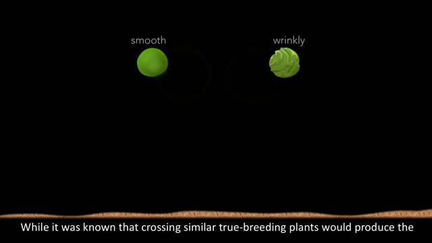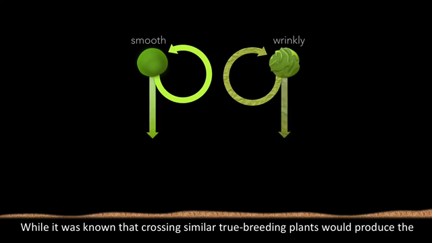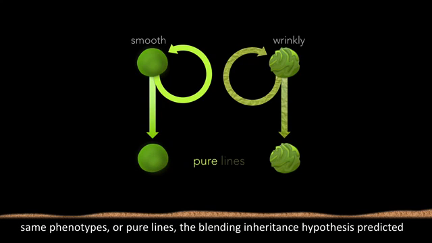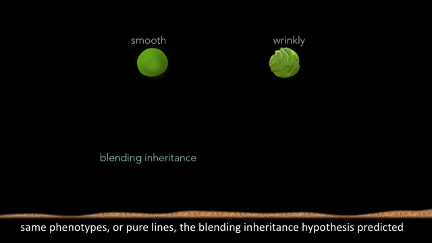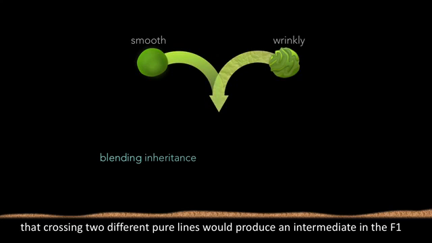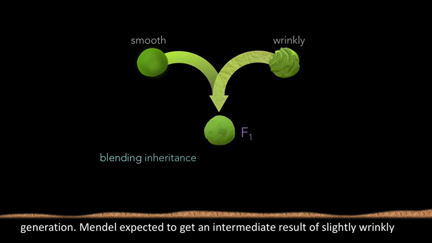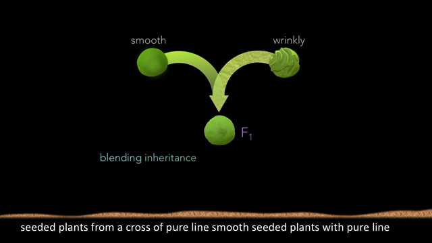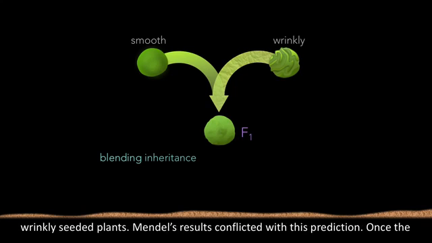While it was known that crossing similar true breeding plants would produce the same phenotypes, or pure lines, the blending inheritance hypothesis predicted that crossing 2 different pure lines would produce an intermediate in the F1 generation. Mendel expected to get an intermediate result of slightly wrinkly-seeded plants from a cross of pure line smooth-seeded plants with pure line wrinkly-seeded plants. Mendel's results conflicted with this prediction.